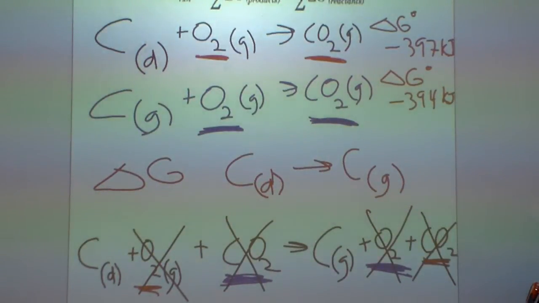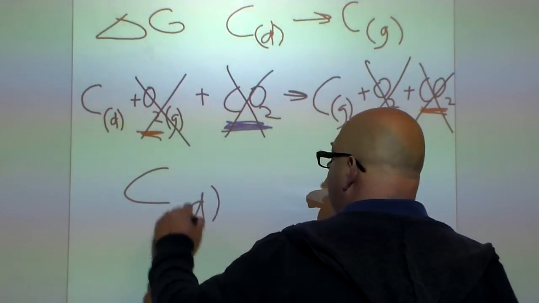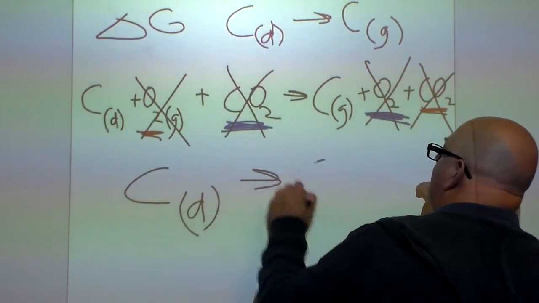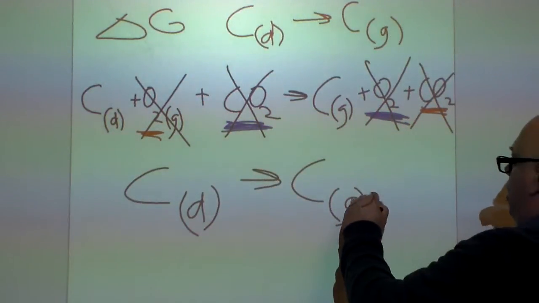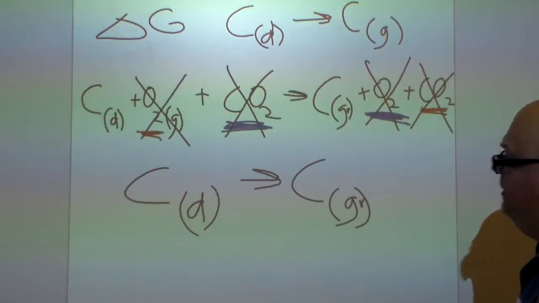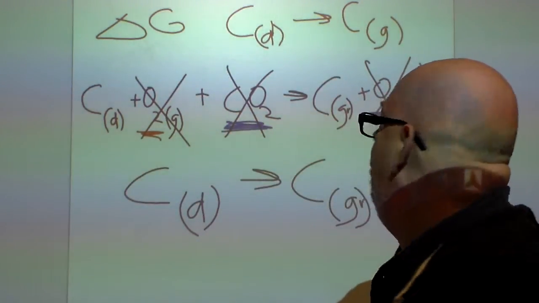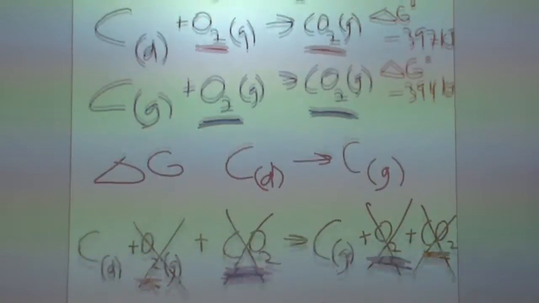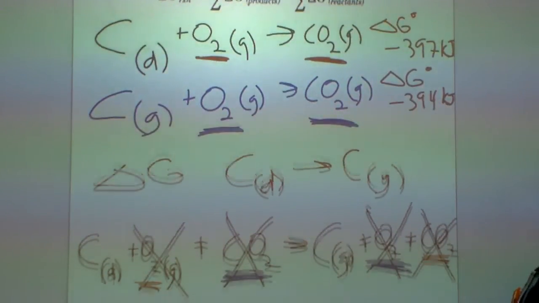This is good. This is wonderful news, because we end up with carbon in the form of a diamond becoming carbon in the form of graphite. I should say Gr for graphite. Perfect. We're on the right track, because that's what they wanted us to do. So let's go back here, and if you notice, we're going to have to change this value.